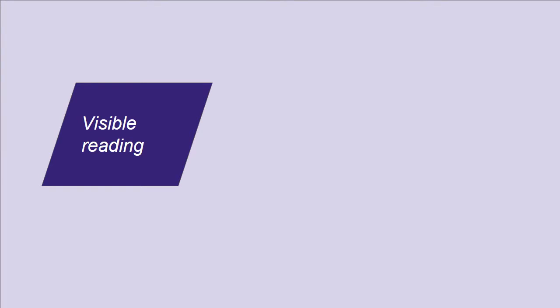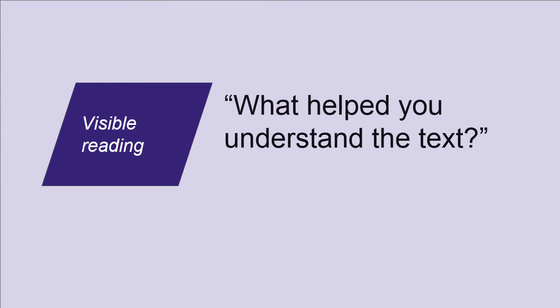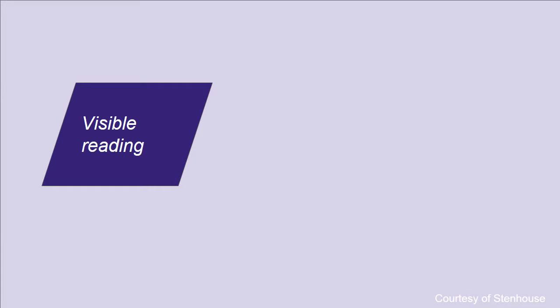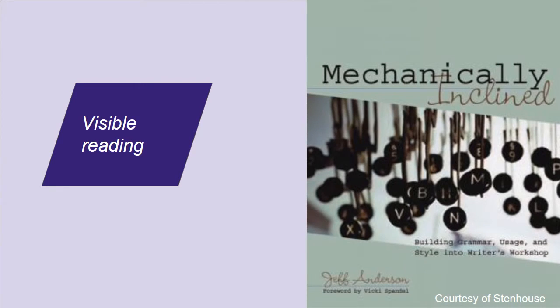I usually end my class by just asking students, what helped you understand the text? I created visible reading from a book that I read called Mechanically Inclined by Jeff Anderson. His whole philosophy was trying to help students find patterns and understand that there are patterns in text, and when we understand them, we can understand the grammar. And I actually used it to help students comprehend text, not just find the grammar and understand how mechanics happens.